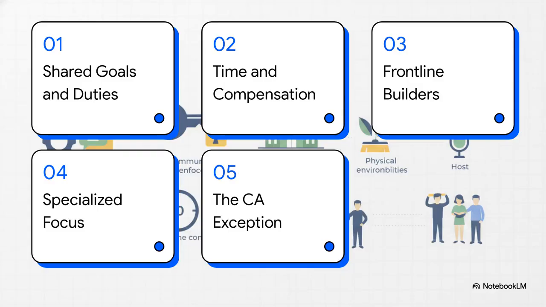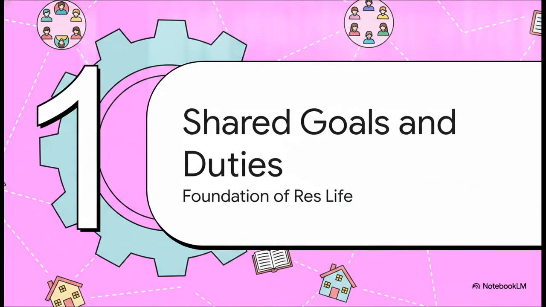To get there, here's a quick roadmap for our explainer. We'll start with shared goals and duties, move into time and compensation differences, look at our frontline community builders, shift over to specialized focus roles, and finally, do a deep dive into the complex assistant exception. Okay, let's dive in. Section 1.